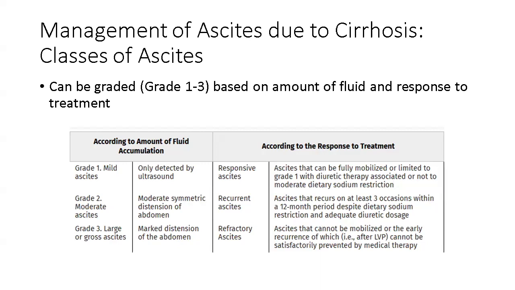Grade 2 is a lot of our patients. They have moderate distension of the abdomen, and it's recurrent, in that it recurs at least 3 times in a 12-month period, despite dietary sodium restriction and despite diuretics. And then the last, grade 3, is our large tense ascites. It's coming back every 4 weeks. They're getting serial large volume paracentesis. So we see this whole spectrum. Grade 1, grade 2, grade 3 are the grades of ascites.